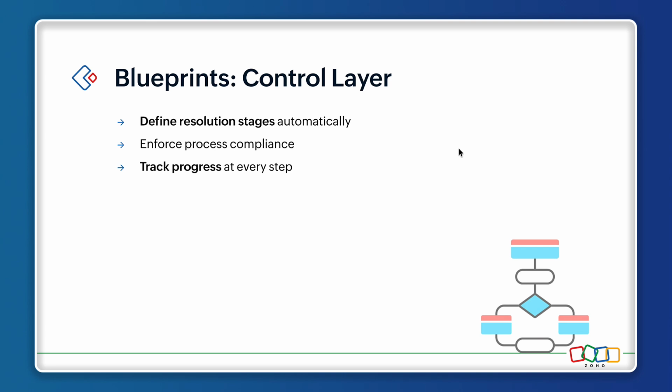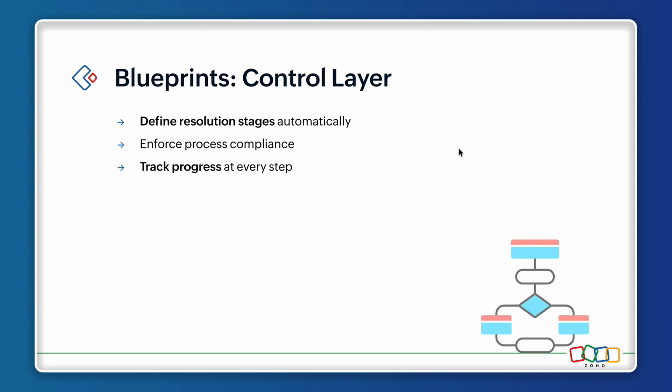And the third feature is the blueprint. As you all know, blueprint helps us manage the entire business automation, right? So here, blueprint acts as a control layer. It defines the resolution stages automatically, like what the particular person should do, such as going through the records and checking why the exception occurred. So all those exception stages will be monitored and controlled with the help of the blueprint. And also we can track the progress of the exception handling very easily.